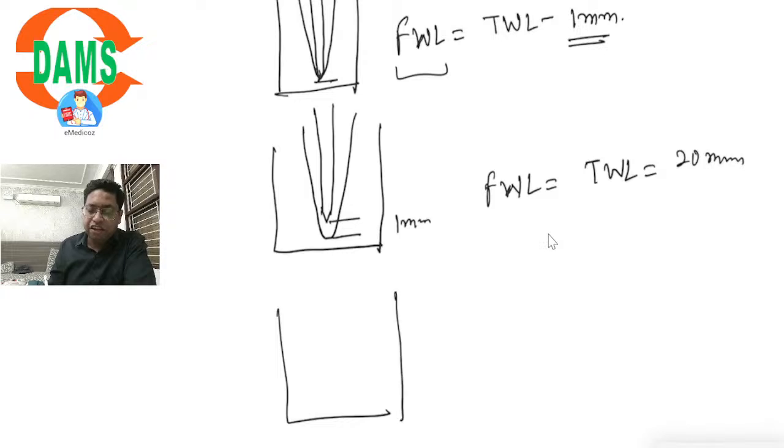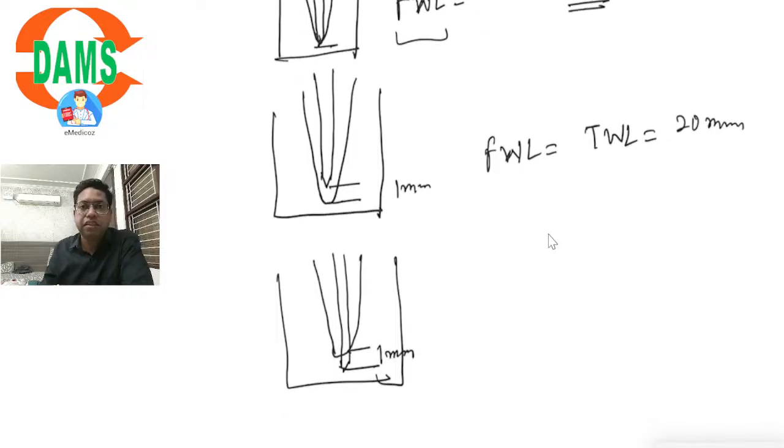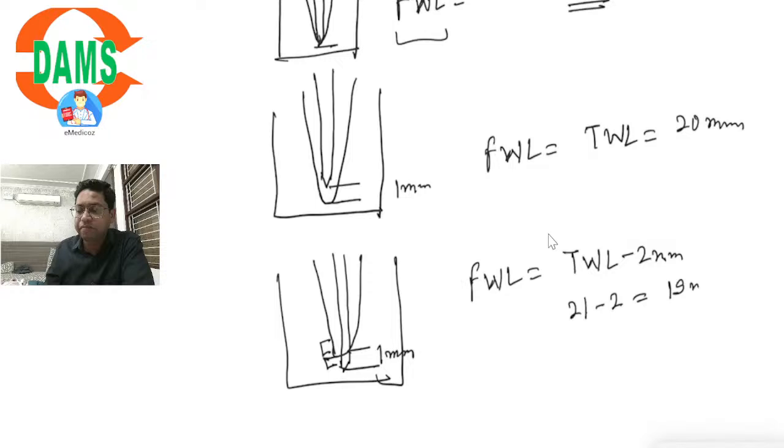Suppose you get a scenario like this, that this is the root tip, but the file tip when inserted at the tentative working length is 1 millimeter beyond the apex. Then what would be the final working length? We have to keep the tip of the file 1 millimeter short of the root apex. So final working length would be tentative working length minus 2 millimeters, isn't it? 1 millimeter for this and 1 millimeter for the safety factor. That is 21 minus 2, that is 19 millimeters.